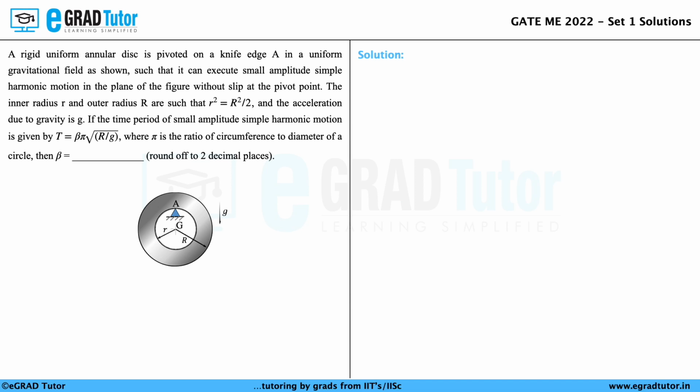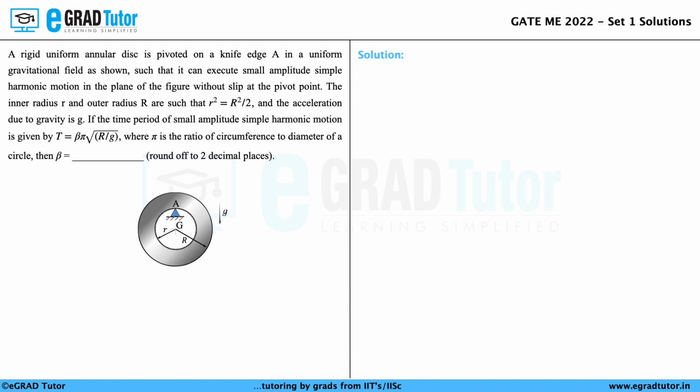If the time period of small amplitude simple harmonic motion is given by T is equal to beta into pi into under root capital R by g, where pi is the ratio of circumference to diameter of a circle, then beta is equal to. We need to round off the solution to two decimal places. Let's look at the solution.